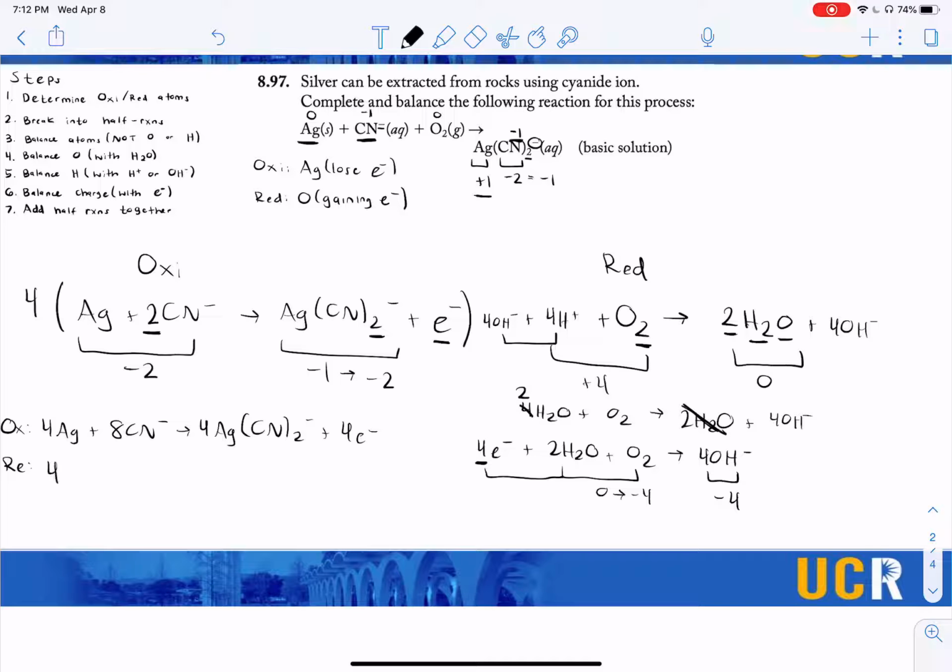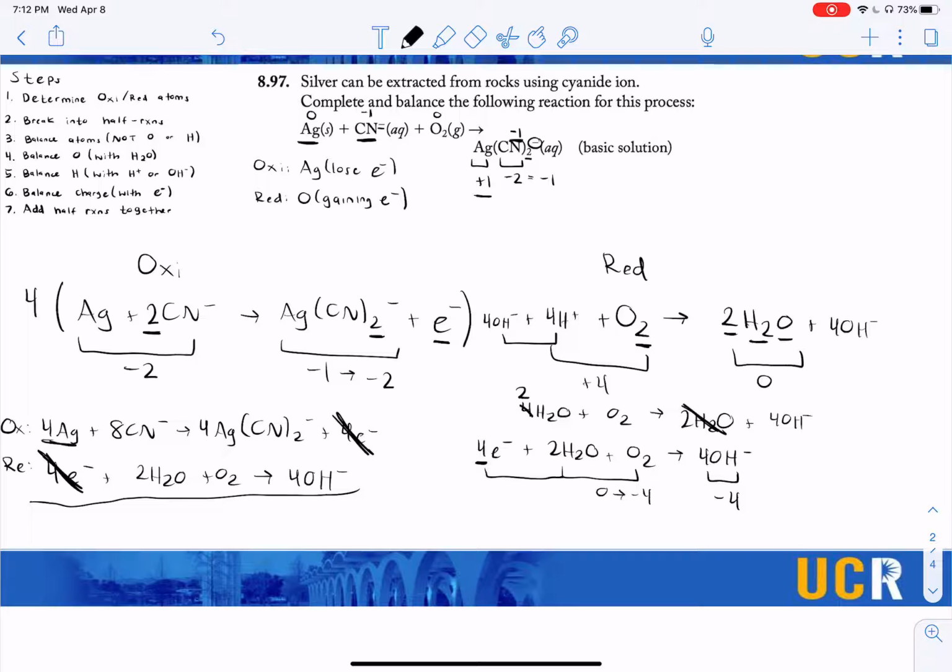So now we're going to move the reduction over. Okay, perfect. So now we can add these two reactions together to get a total net reaction. So right away we can cancel out the electrons. Kind of awesome. And that looks like all we can cancel out in this case. So we're just going to add them together.